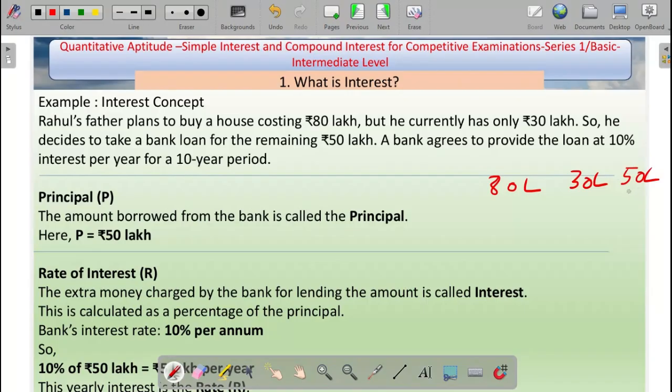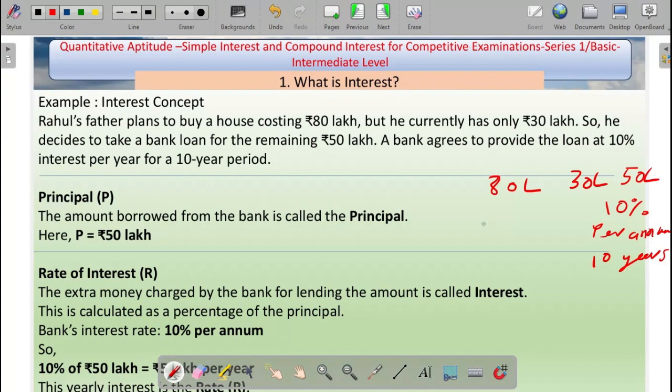So he approached the bank, and the bank approved his loan at the rate of 10% per annum, for a period of 10 years. 10 years means he has to pay it back in 10 years. So he borrowed 50 lakh rupees at a 10% rate of interest per annum for 10 years.